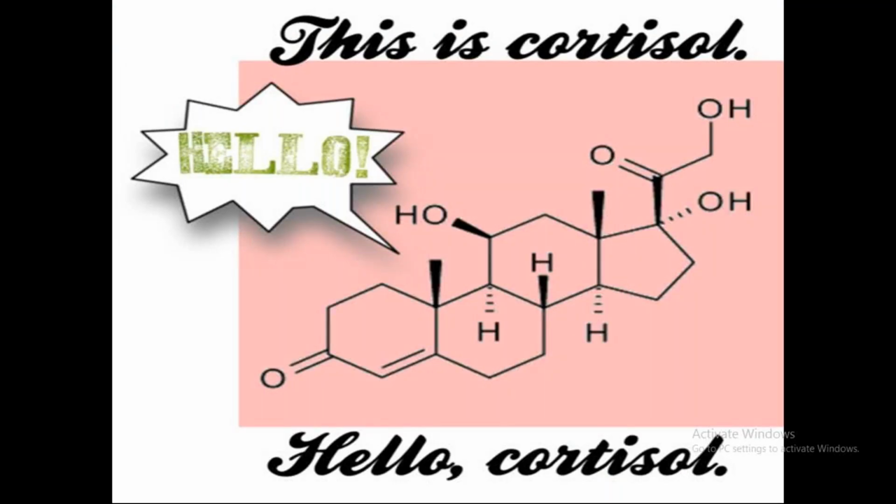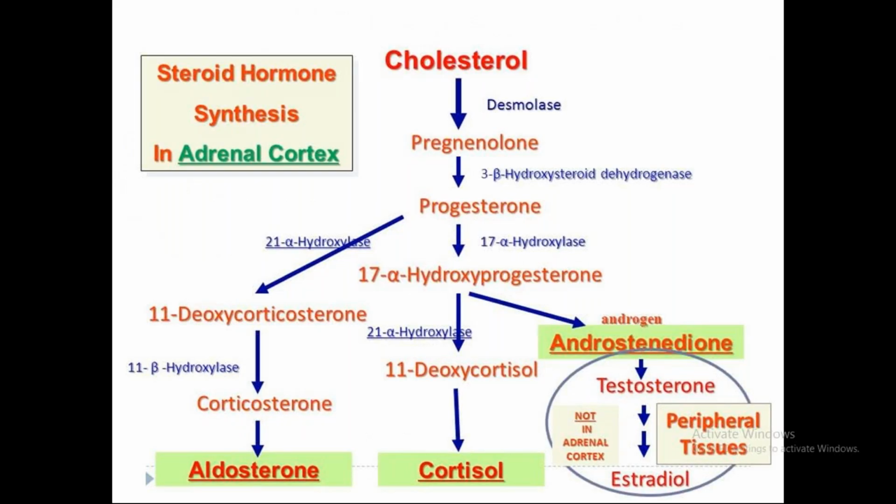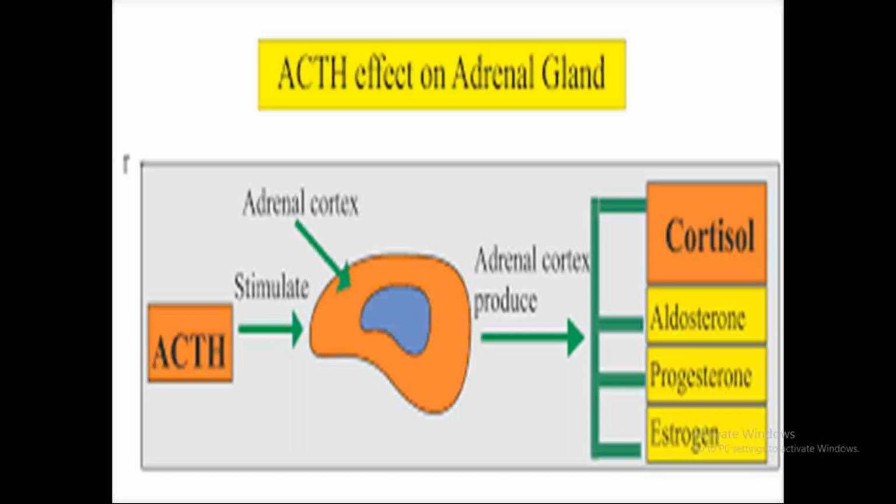This is the structure of cortisol. It contains 21 carbons, and the parent compound for its synthesis is cholesterol. From cholesterol, aldosterone, cortisol, and estradiol are all synthesized. The adrenocorticotropic hormone released from the anterior pituitary stimulates the adrenal cortex, and the adrenal cortex produces aldosterone, progesterone, and estrogen.